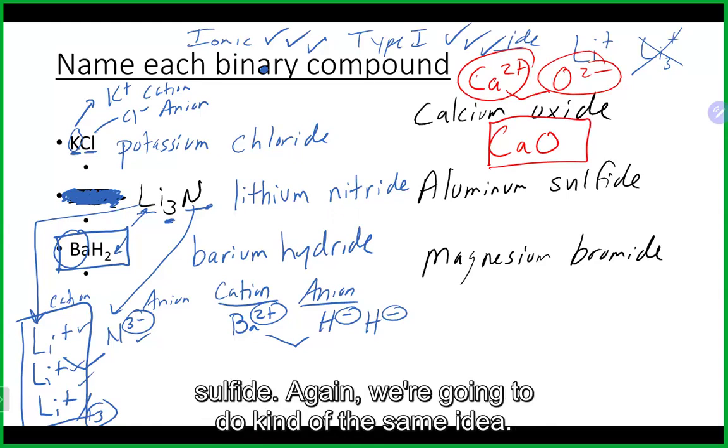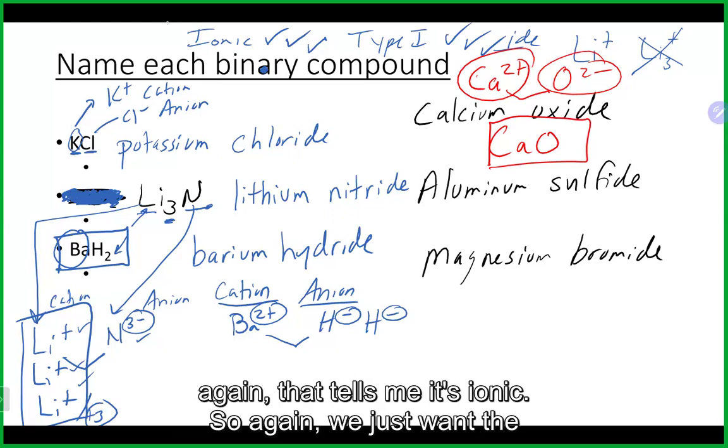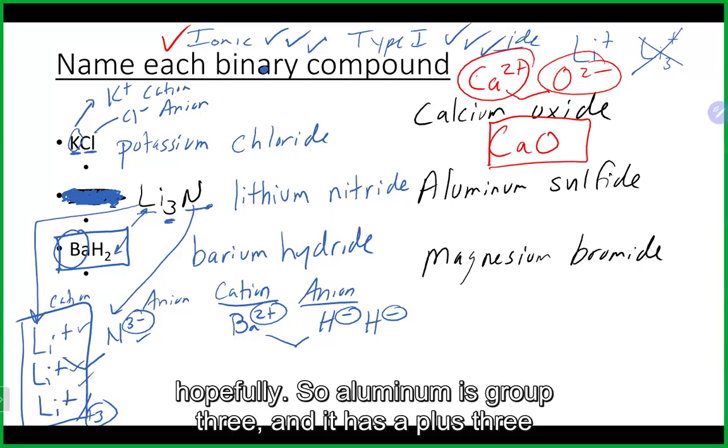Now, aluminum sulfide. Again, we're going to do kind of the same idea. Aluminum is a metal. Sulfide is sulfur, which is a nonmetal. So again, that tells me it's ionic. So we just want the individual ions, and we're going to put it together correctly, hopefully. So aluminum is group 3, and it has a +3 charge.